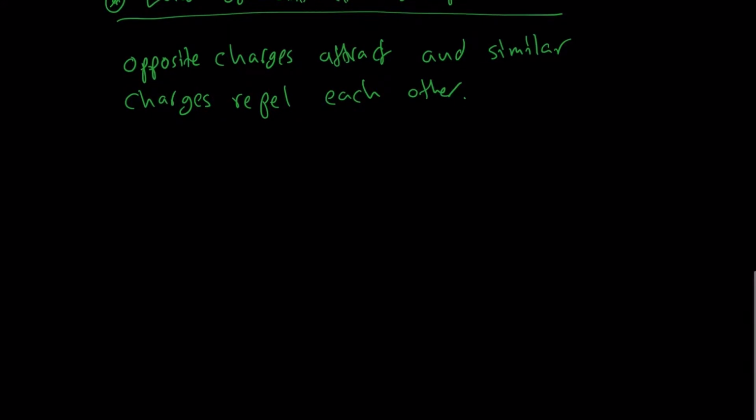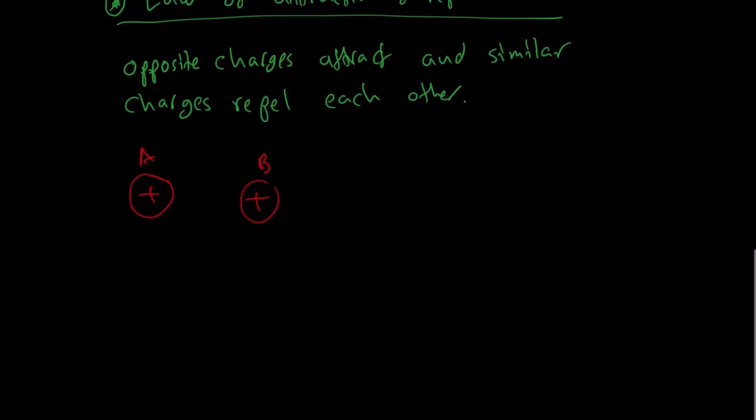So if we're going to have, let's say, two charges which are positive, let's call this one A and this one B, and we're going to consider the charge A. So B will be pushing it to the left. It will be the force of B on A. And A will be pushing B to the right. It's going to be the force of A on B. And it's similar for negative charges as well.